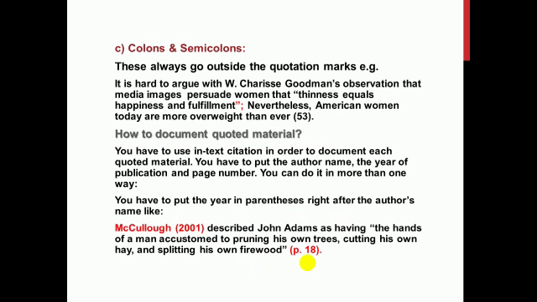Now we move to colons and semicolons. These always go outside the quotation marks. All of those go outside the quoted material, like this example below. Now we have discussed the punctuation of a quotation, the guidelines of a quotation, where to quote, and why we are quoting things.